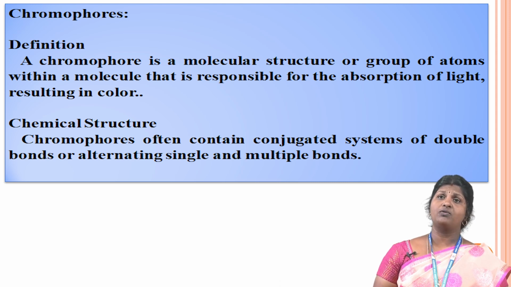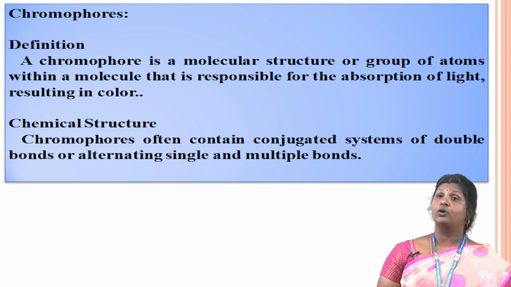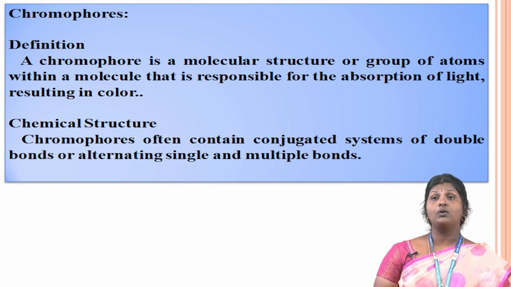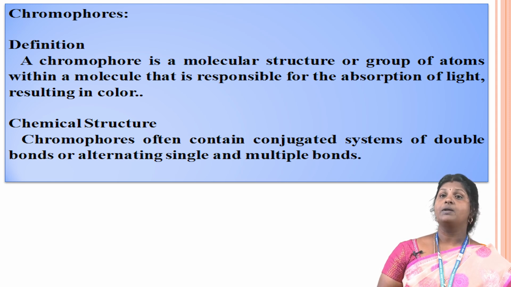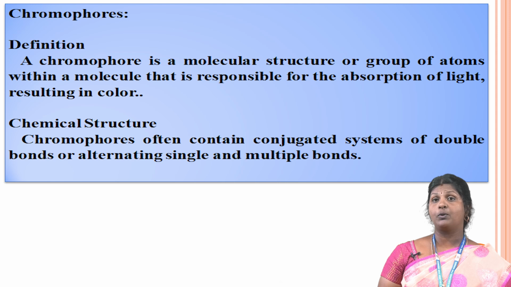Define chromophore: a chromophore is a molecular structure or group of atoms within a molecule that is responsible for the absorption of light, resulting in color. Chromophores are crucial components in the coloration of compounds and materials.